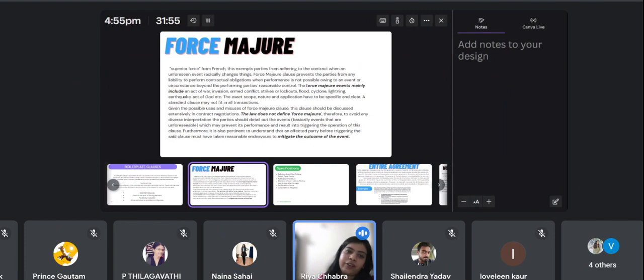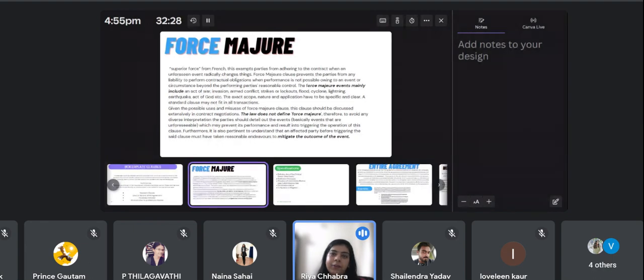So these events are out of the control of human beings, and because of this, it may happen that you are unable to deliver the services. So let's take an example. A and B entered into a contract to develop a software, and the recent example of COVID happened. COVID-19 came, and because of which offices had to shut down. So what will happen in this condition? A won't be able to deliver the software on time.